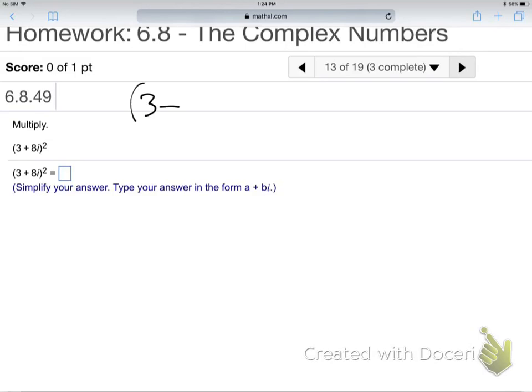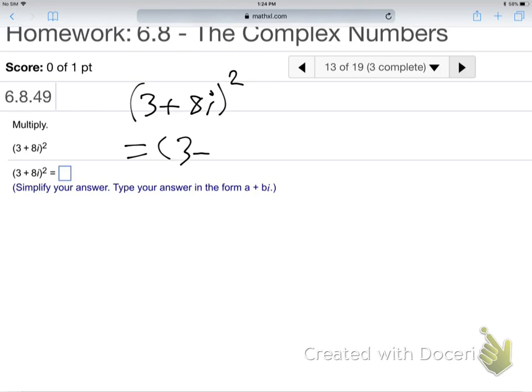Okay, so 3 plus 8i, squared. Try that one. So, you guys moving along on this one? Can I just go 3 squared is 9, and that's just 64i squared? Can't do that, right? Is everybody okay? You can't do that. It's a real easy mistake to make.